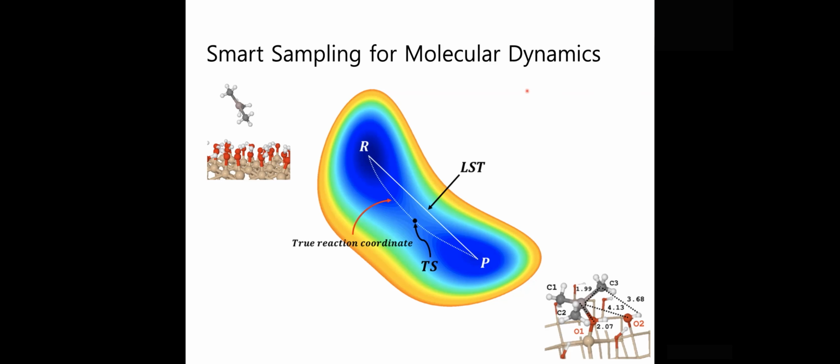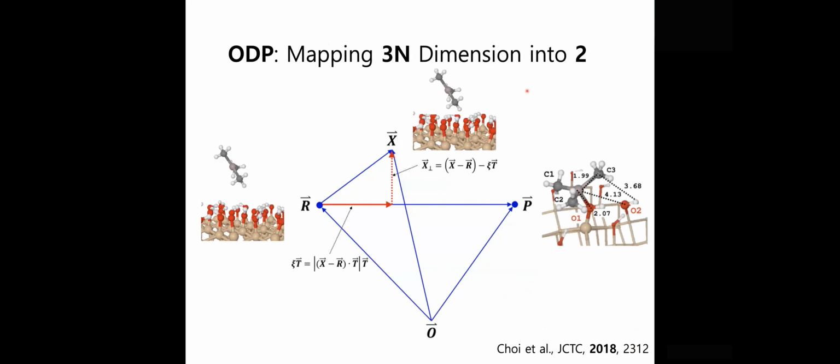So how can we achieve that? Well, we thought about this a couple of years ago, by the way. In 2018, we developed an interesting technique. We call it ODP, the one-dimensional projection technique, which is essentially mapping a 3N-dimensional problem into just two. What is N? N is the number of atoms here.